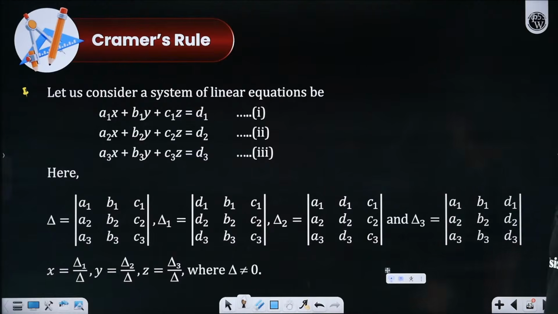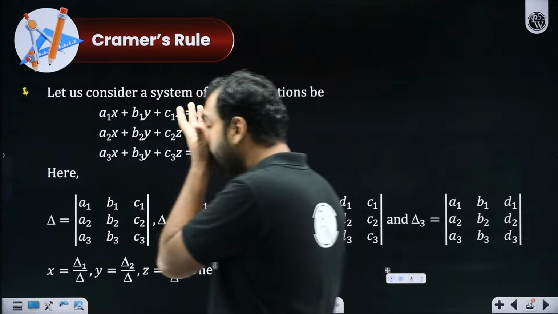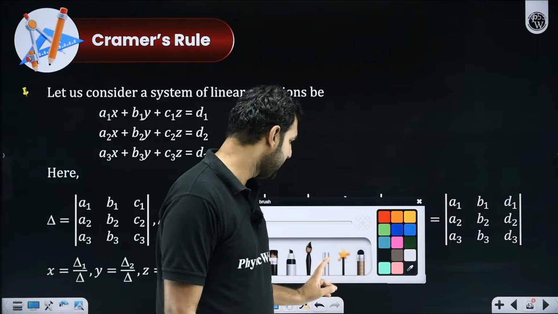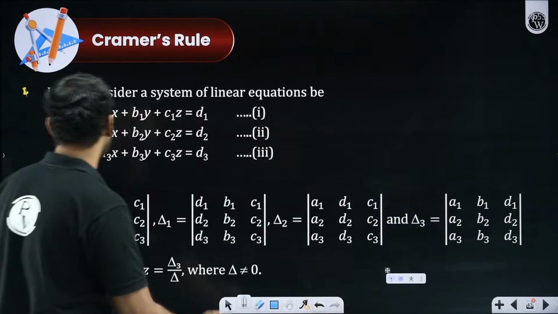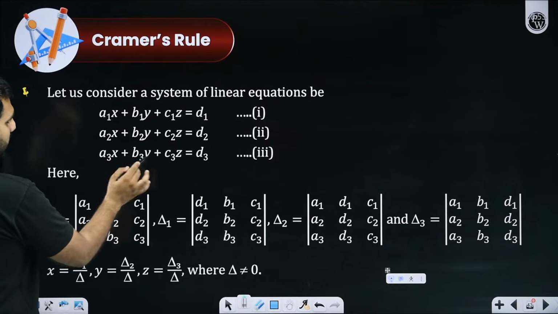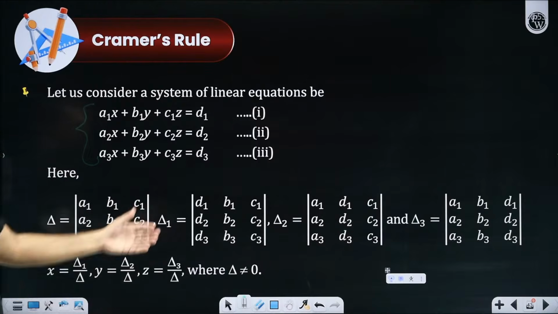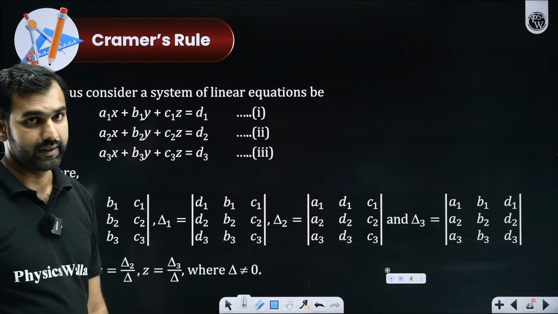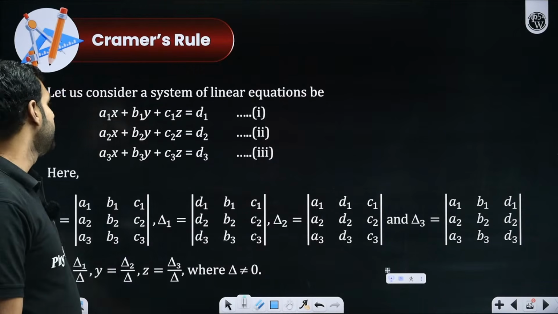Now Cramer's rule comes into the picture. What is that? Cramer's rule says that, let's say there are 3 linear equations in 3 variables: a1x, b1y, c1z, a2x, b2y, c2z, a3x, b3y, c3z, and d1, d2, d3 are the constant terms.